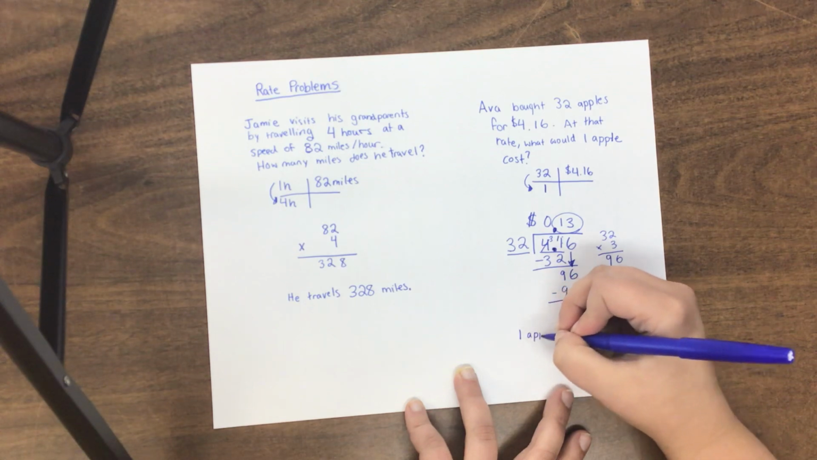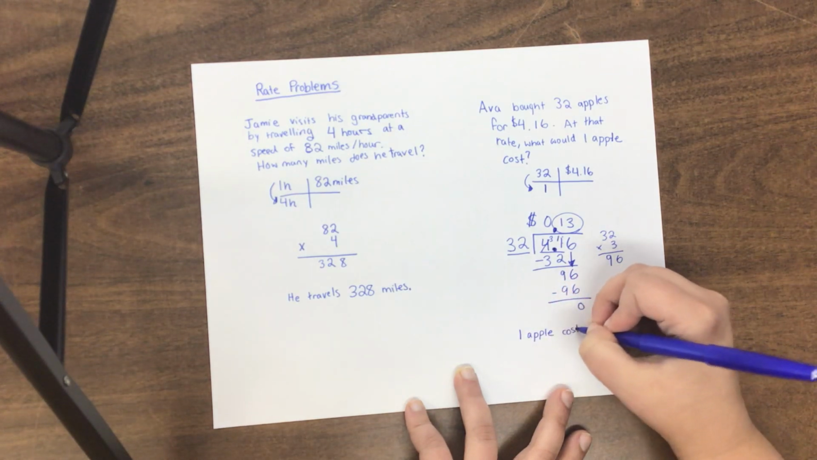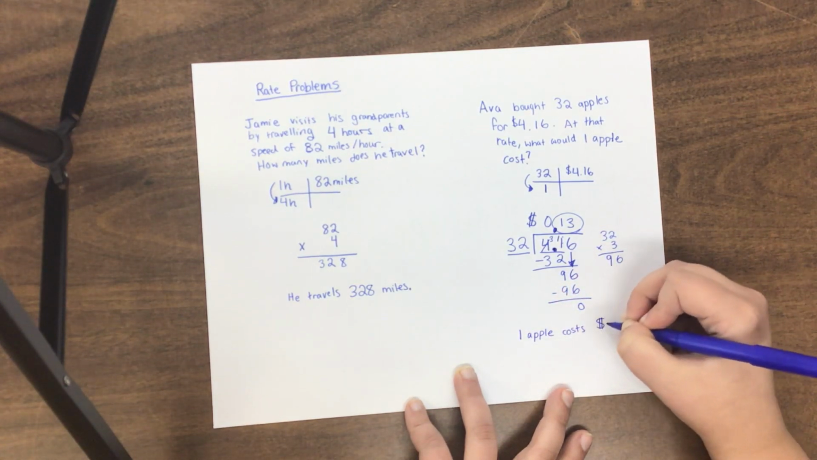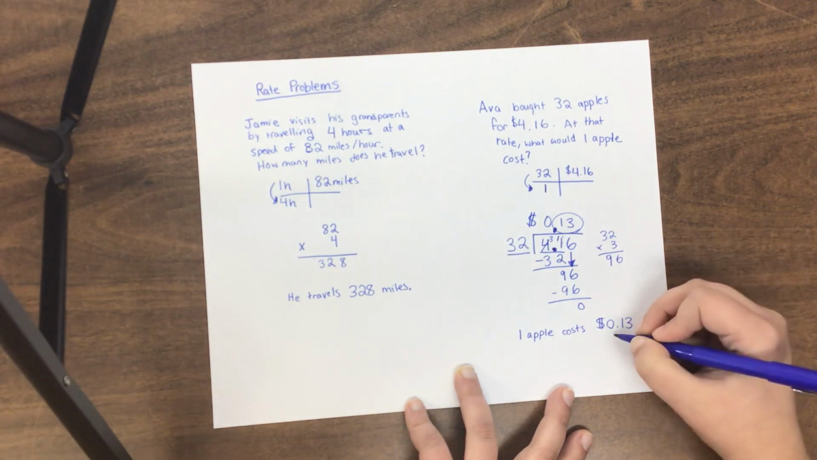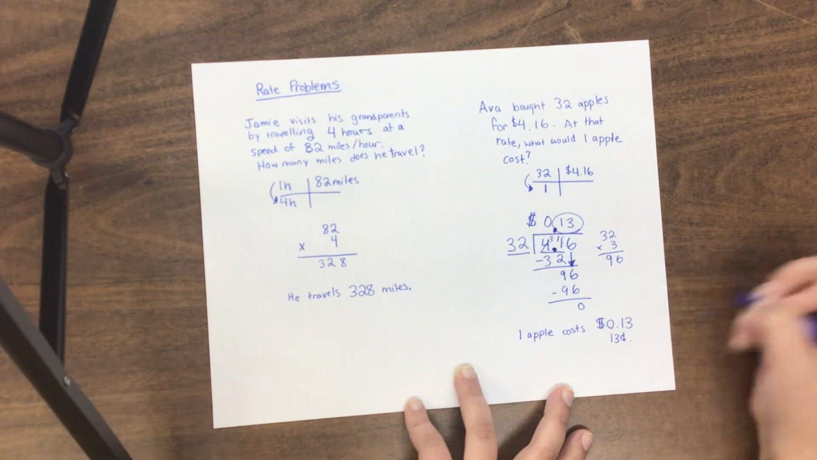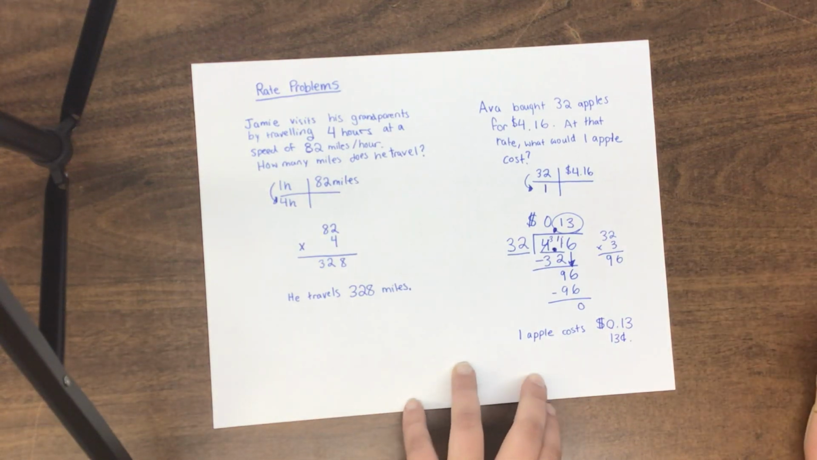1 apple costs 13 cents. So I can write it like this. Or I could write it like this, 13 cents. And there we go, the answer to our rate problem.